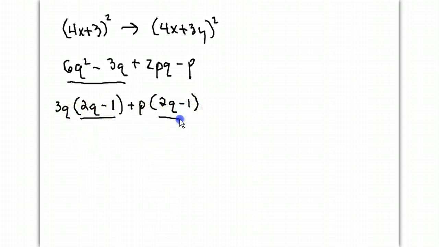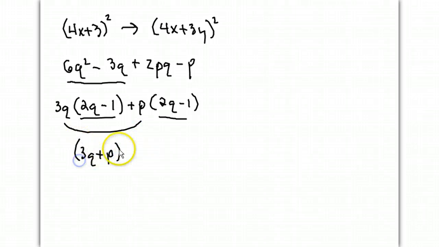Since these match, I have 3q plus p times a 2q minus 1. This is what's called factor by grouping. So whenever you have 4 terms, you group them in 2's and you factor each one separately. So how about this one?